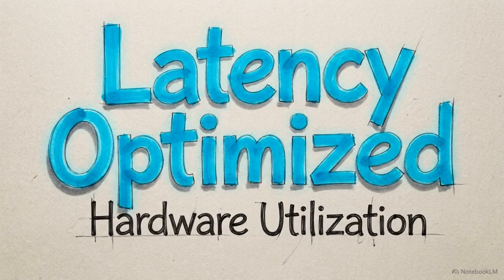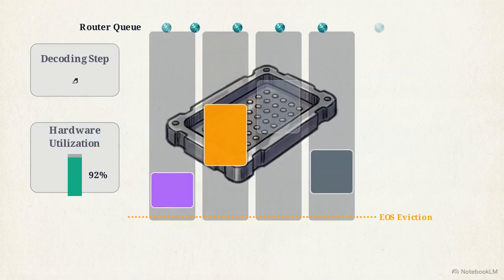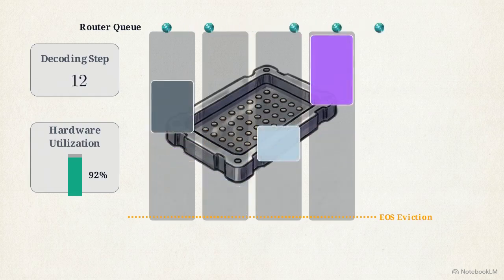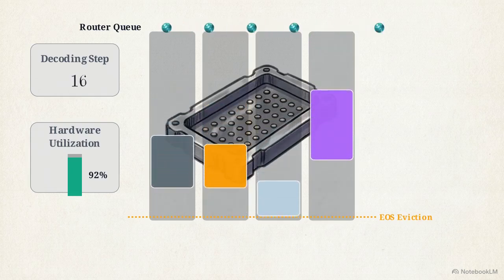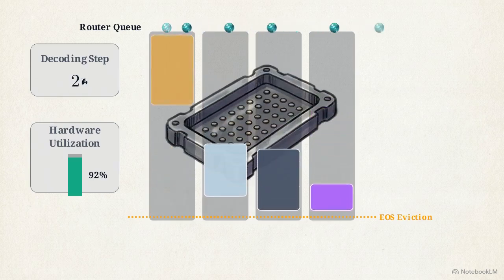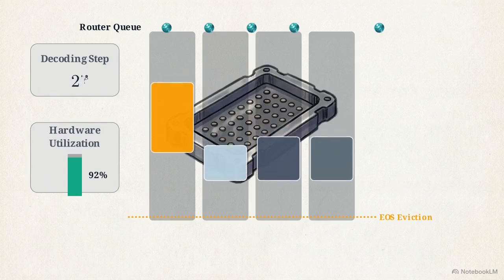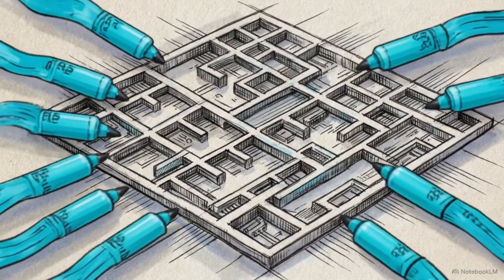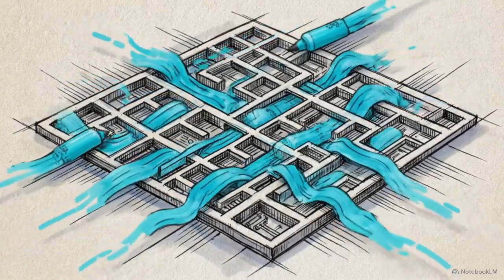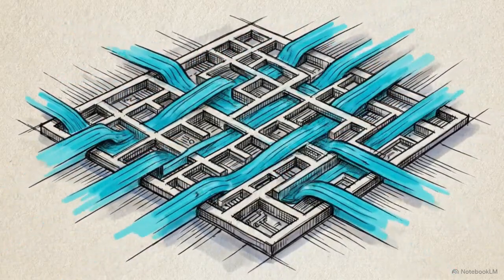Frameworks like text generation inference solved this by introducing continuous batching, also known as iteration-level scheduling. Under continuous batching, the scheduler evaluates the queue at every single decoding step. The instant a short request emits an end-of-sequence token, it is evicted, and the system immediately injects a newly queued request into that freed memory. By interweaving prefill computation with ongoing decode generation, this scheduling method pushes overall hardware utilization past 85%.